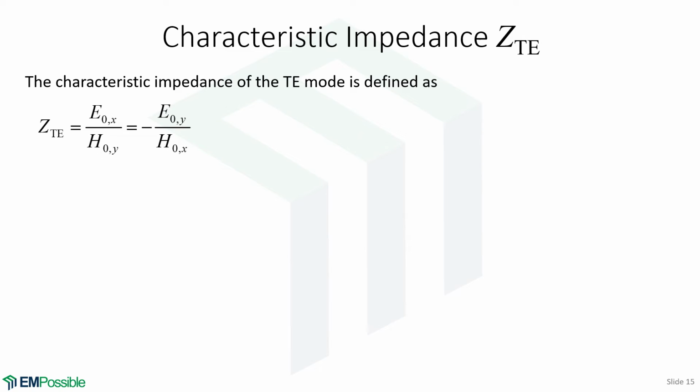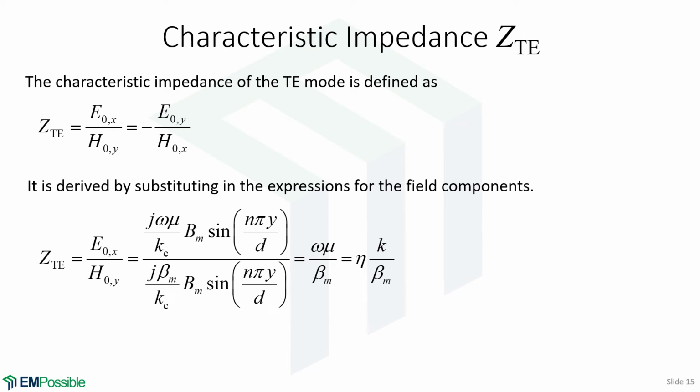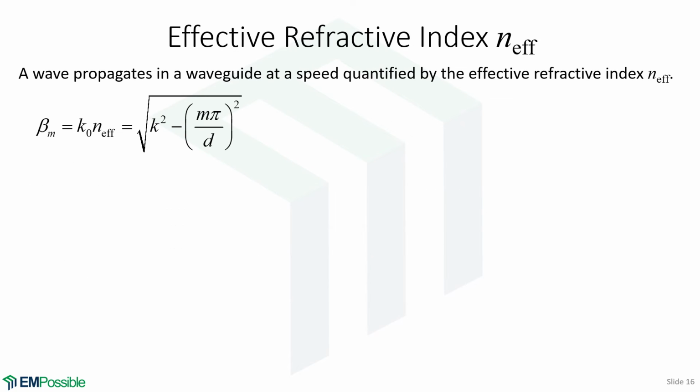Let's think about the characteristic impedance. We define the characteristic impedance as the amplitude of the electric field over the amplitude of the magnetic field. We have two different choices, the x and y components or y and x. We derived expressions a few slides ago for E0x and E0y, so we simply plug them in. We start canceling and simplifying, and we end up with an expression to calculate the characteristic impedance of the TE modes. Now that we've done the analysis, we know this phase constant, so we're in a position to calculate the characteristic impedance.